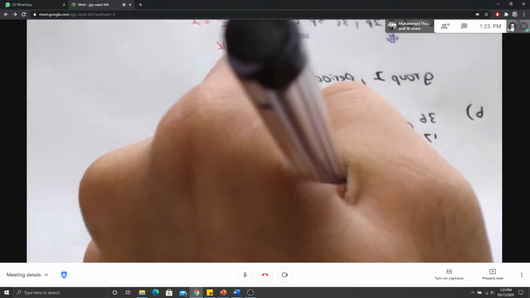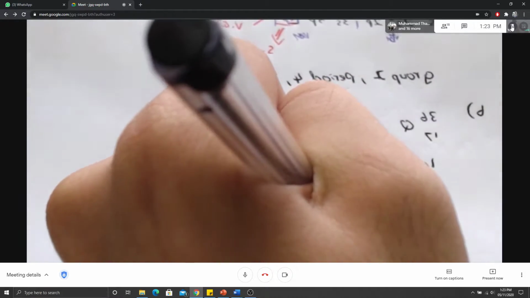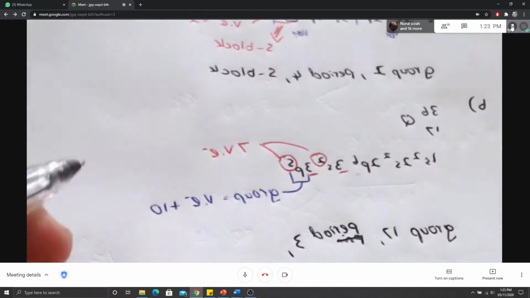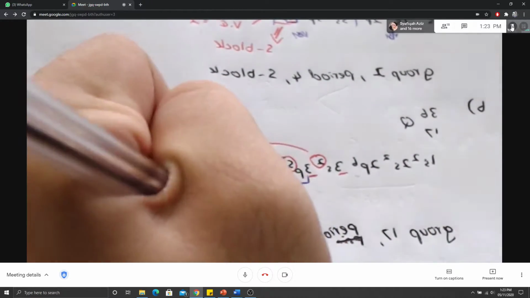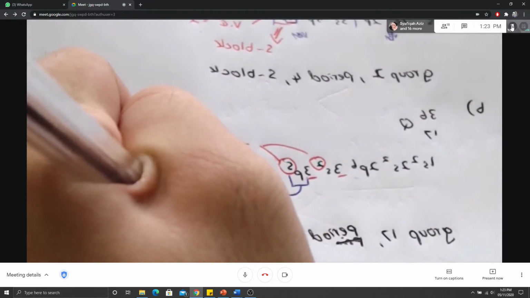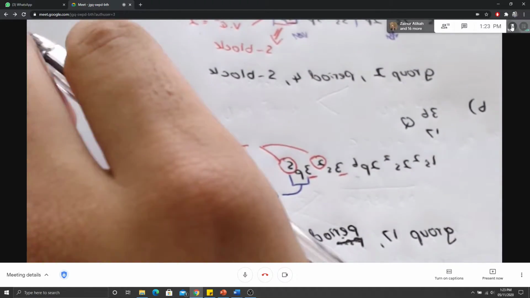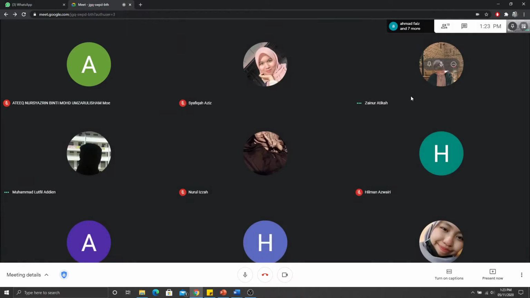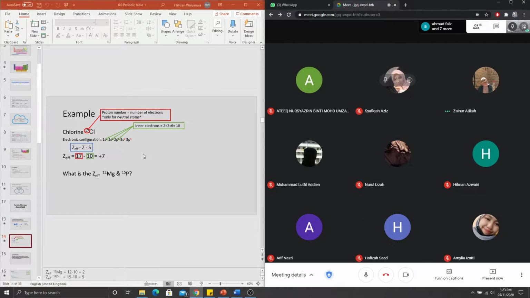The highest principal quantum number. Period 3. Yes. So, it is period 3. And it is which block? P block. Yes, P block. So, can you guys do for R and S? Okay. Okay, for R and S.